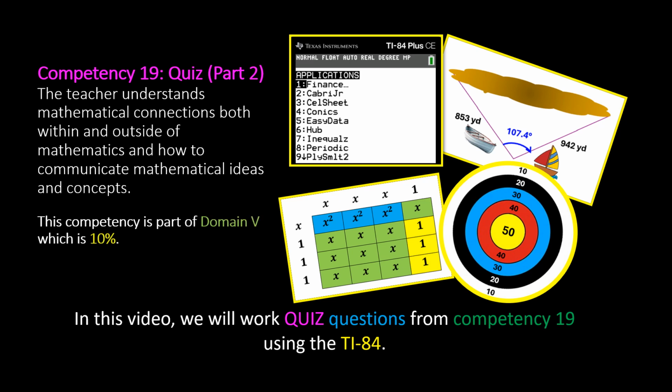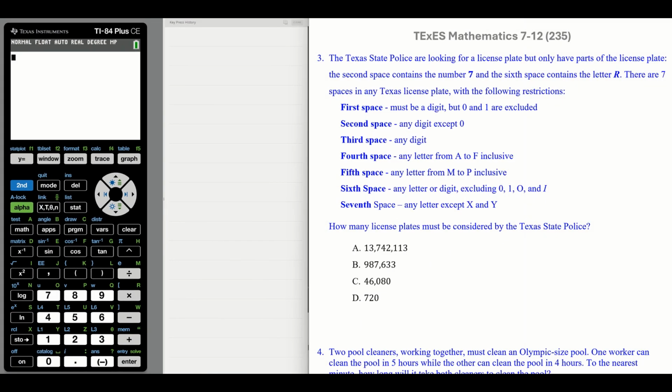This is part 2 of the Competency 19 quiz. Number 3. The Texas State Police are looking for a license plate but only have parts of the license plate.